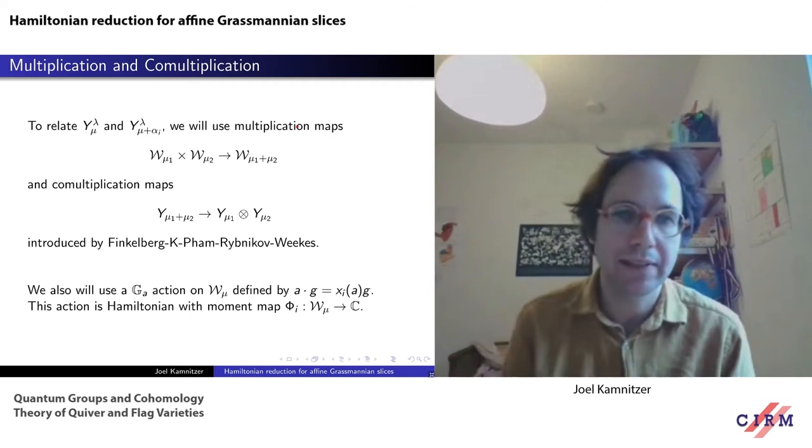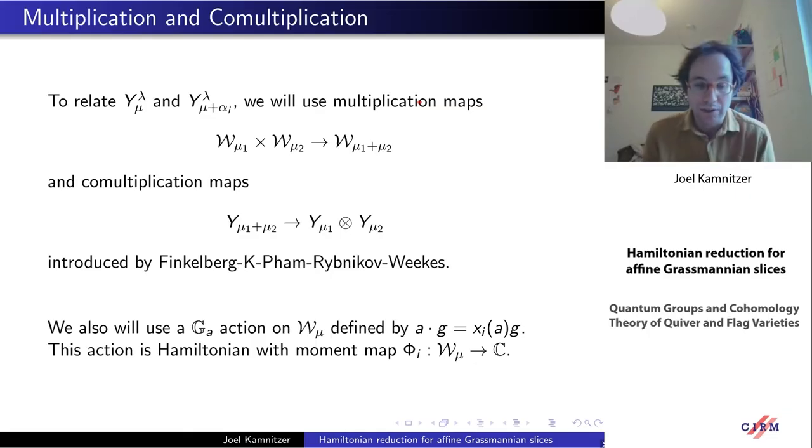Okay, so in order to construct such functors, we need to relate two truncated shifted Yangians, Y lambda mu and Y lambda mu plus alpha I. So there, we've changed the mu by alpha I. And we have one tool that we can use: for affine Grassmannian slices, there are these multiplication maps. They're basically defined using multiplication in the loop group followed by a kind of projection. And they can be quantized to certain co-multiplication maps that go in the opposite direction between the quantizations. These co-multiplication maps were introduced in joint work with Finkelberg, Pham, Rybnikov, and Weekes.